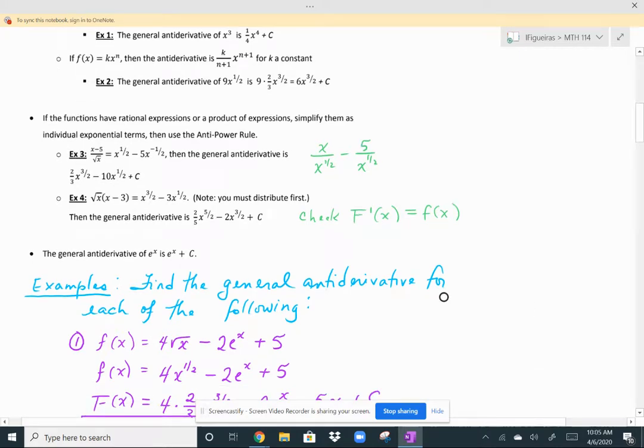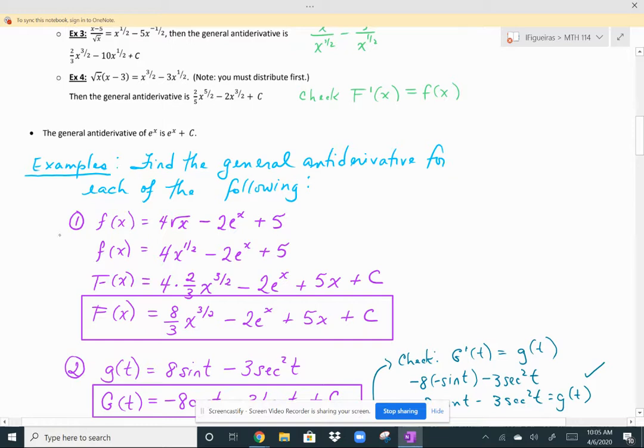So our first example here is that f of x is equal to 4 square root of x minus 2e to the x plus 5. So the first thing you want to do is rewrite the radical with an exponent. So that gives us 4x to the 1/2 minus 2e to the x plus 5. Now we're ready to take the antiderivative. So you no longer call it little f, you call it capital F of x. You add 1 to the exponent to get 3/2, multiplied by the reciprocal, which is 2/3.